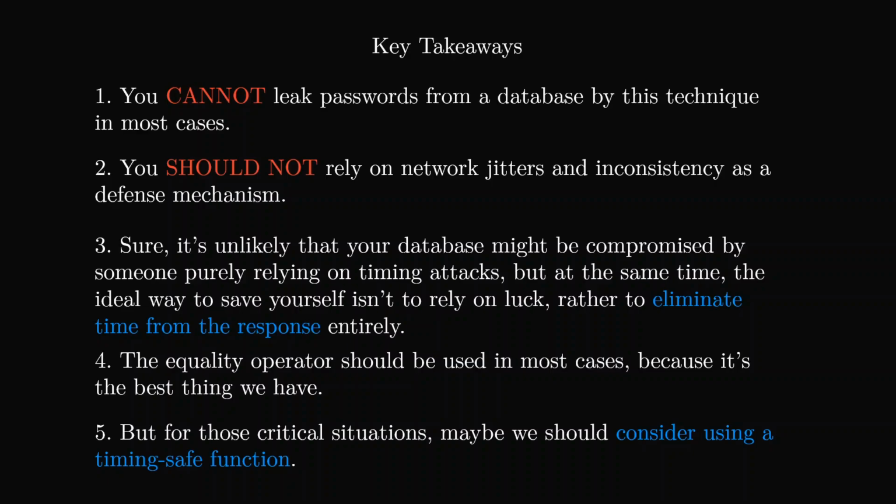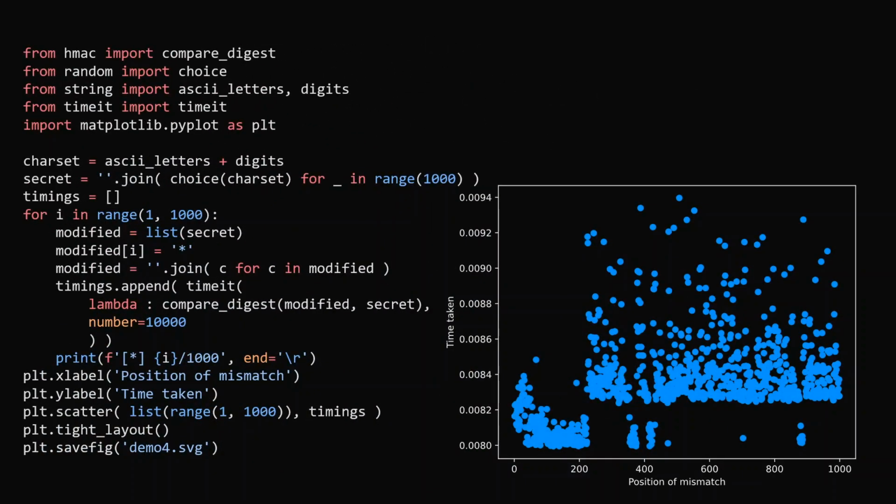Also, just in case some of you are wondering how the time versus mismatch graph looks like for a timing safe function, here is how it does. Completely random and unpredictable, as how it should be. So finally, I will ask you again, would you still use this to compare a secret?